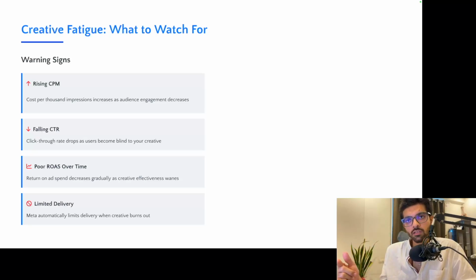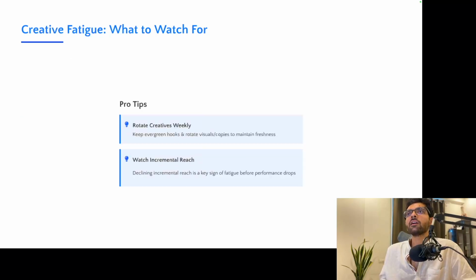If you continue using the same ad, same creative, same messaging, your ROAS will decrease over a period of time, and then it will limit your delivery. Because Meta wants users to spend good time on their platform, and if you are using the same creative all over again, it will just increase the cost of delivery for you as an advertiser, right? How can you deal with creative fatigue? Well, rotate creatives weekly and watch for incremental reach. Incremental reach is basically net new accounts that you are reaching on Facebook and Instagram combined, if you are running both of these ads, or individual platforms, right?